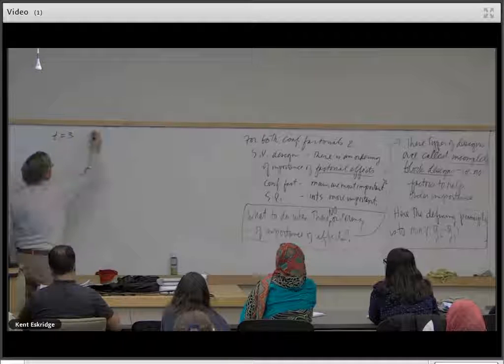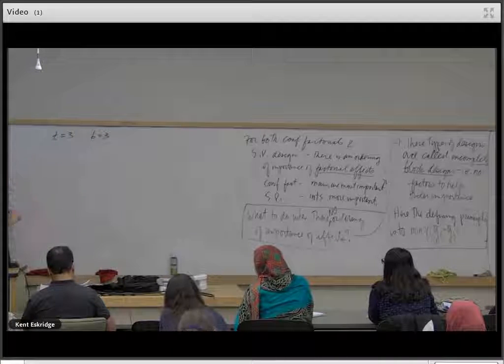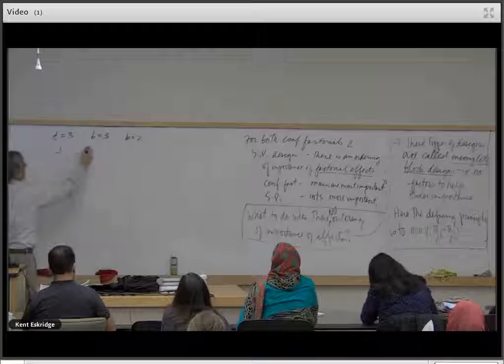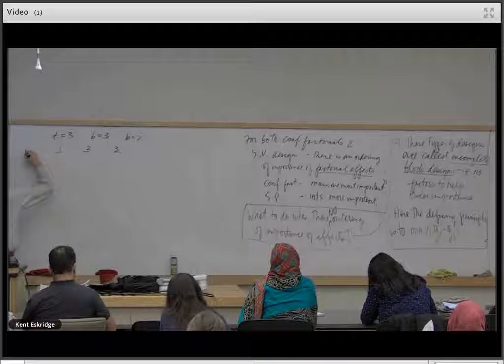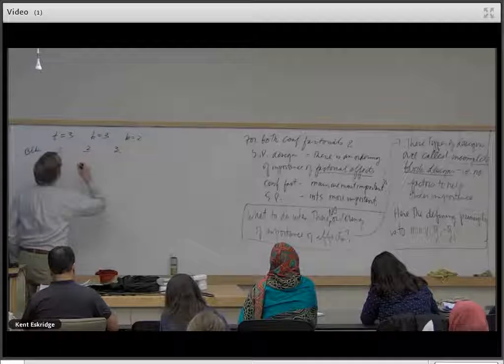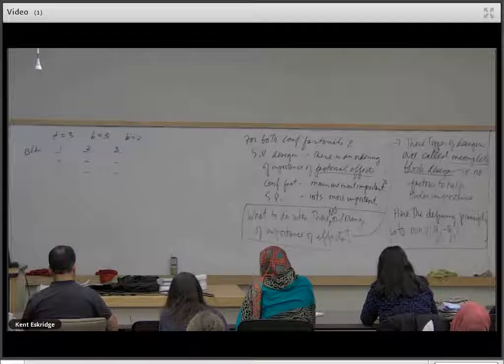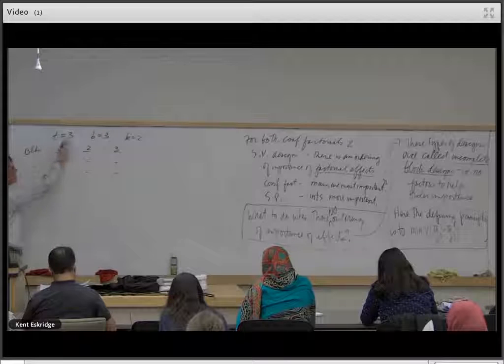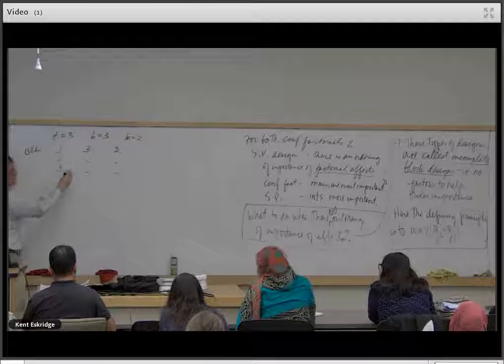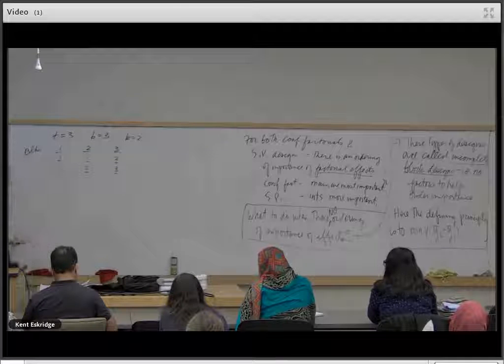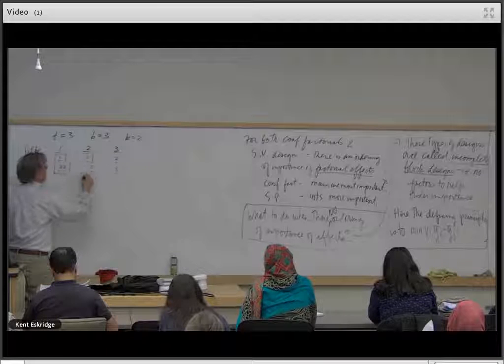Three treatments, three blocks. Okay, here's my block. This is the number of units per block. Blocks 1, 2, and 3. So there are the blocks, with 2 units per block. What treatments did I put in the first one? I've got to put 2 of the 3: 1, 2. What did I put in the second one? 1, 3. And 2, 3. Right? That's the simplest possible incomplete block design that you could have.